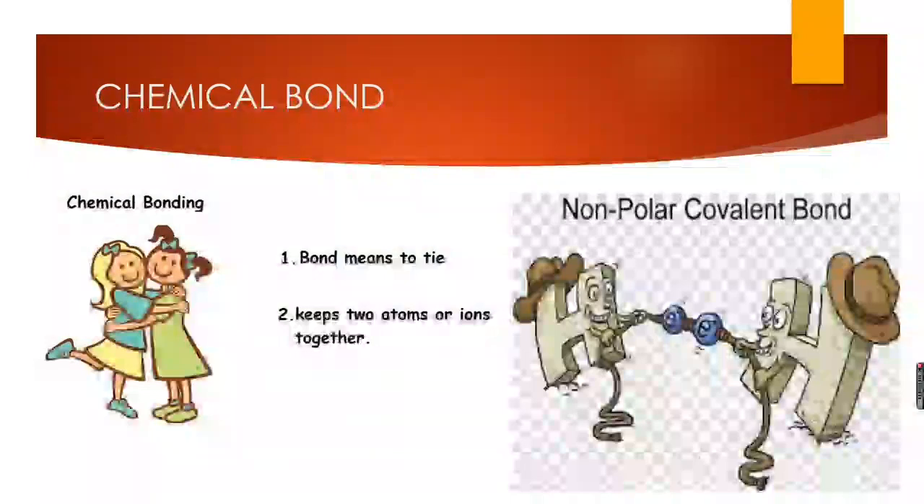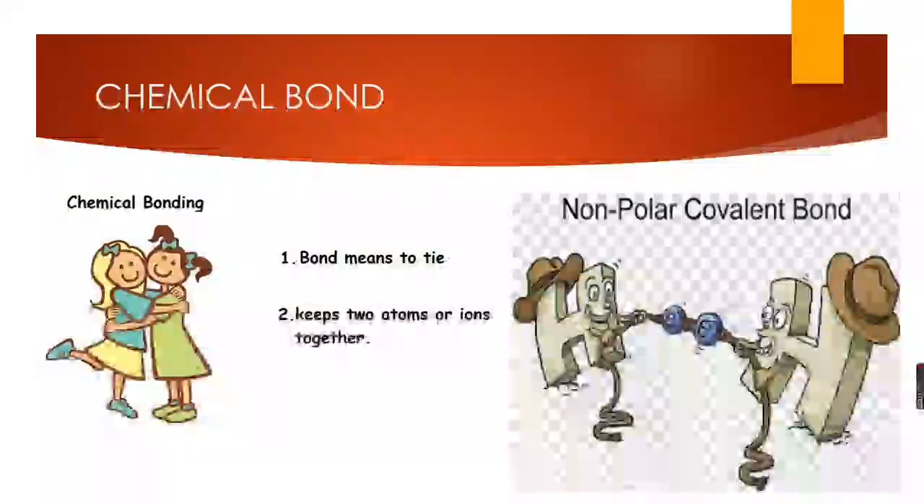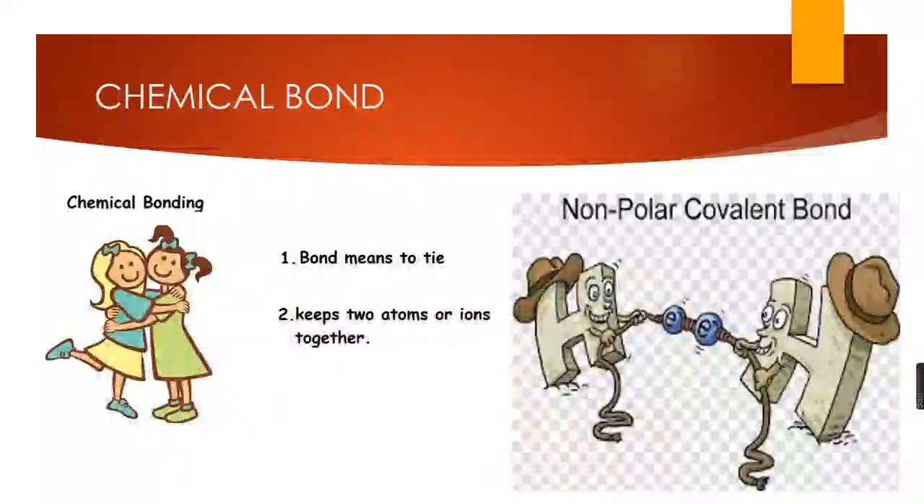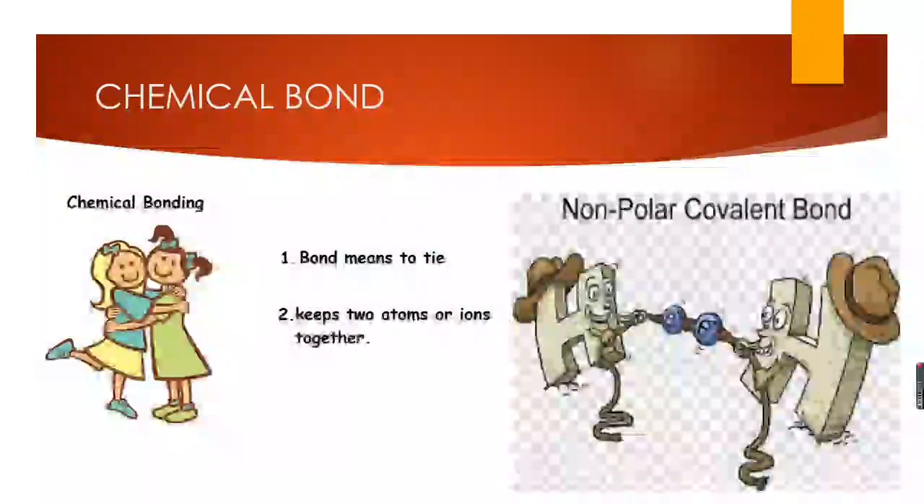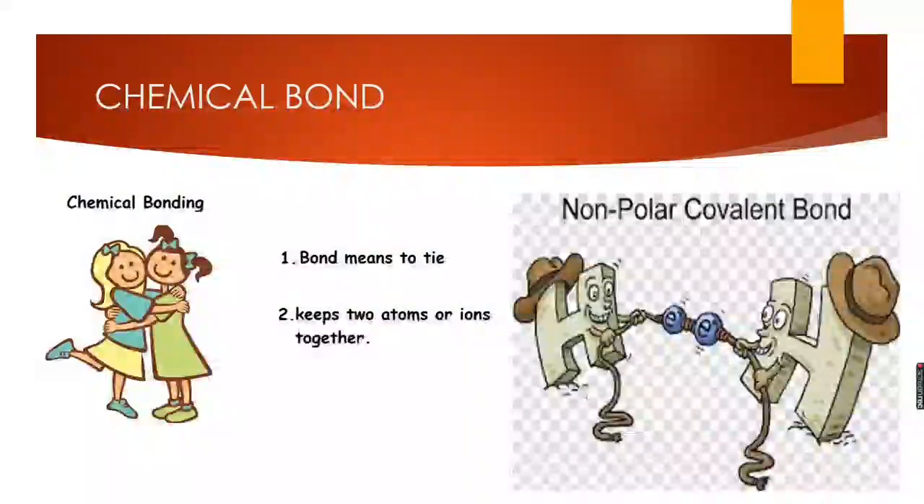Let me ask you one question. Why is it difficult to separate two best friends? Yes, exactly. Because there is a strong bond between them, and therefore it is very difficult to break the bond. So now we will learn about the different types of chemical bond.